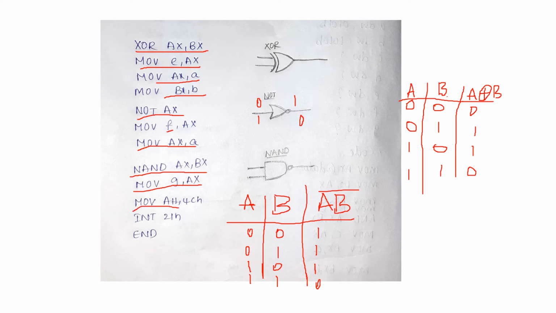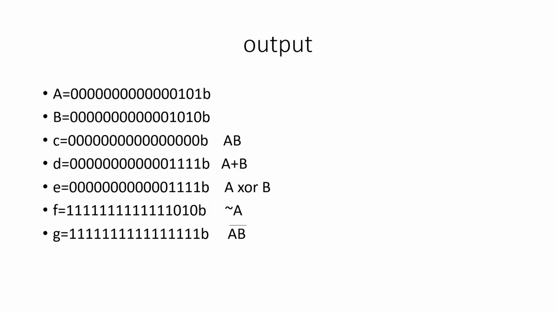Here MOV AH, 4CH and INT 21H means an interrupt has occurred. END means the program is terminated.